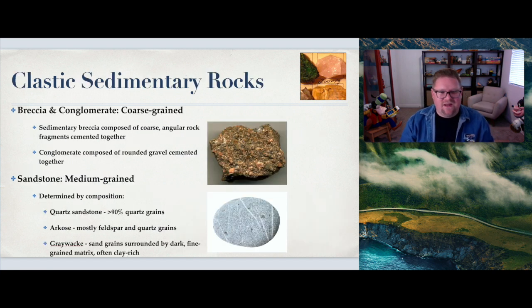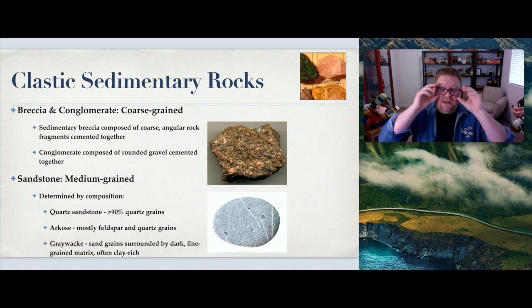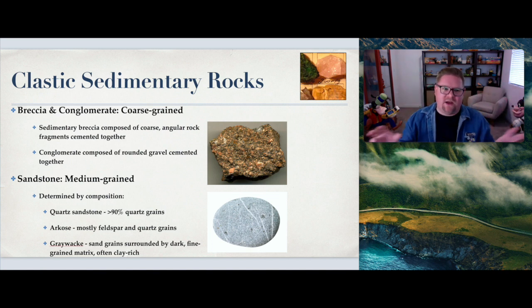So here we have, we kind of talked about it before, clastic, chemical, and then a little bit of biological types of sedimentary rocks that we can talk about. This part of the presentation is really going to be just identifying what they are and some of the types of rocks that fit within that.